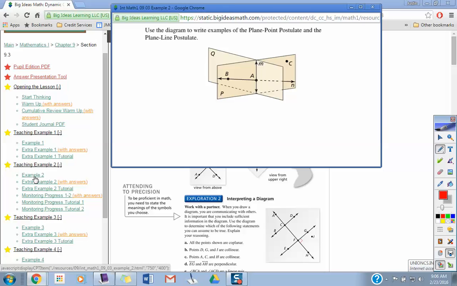Now I'll come back to this in a second, but you guys take a look at your notes and find the plane point postulate for me, first of all. Find the plane point postulate. Okay, plane point postulate, bottom of the first page of notes, right? We need to write an example of that, plane point postulate. Somebody read that postulate to me.